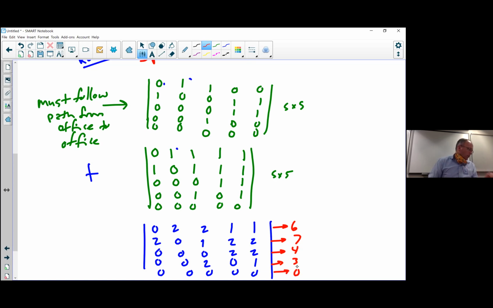Okay, so because the elements in row 2, these guys here, have the highest total, that means that the person in office 2 has the most power to influence others. Okay, because row 5 has the smallest sum, the person in office 5 has the least power. All right, so think about this.